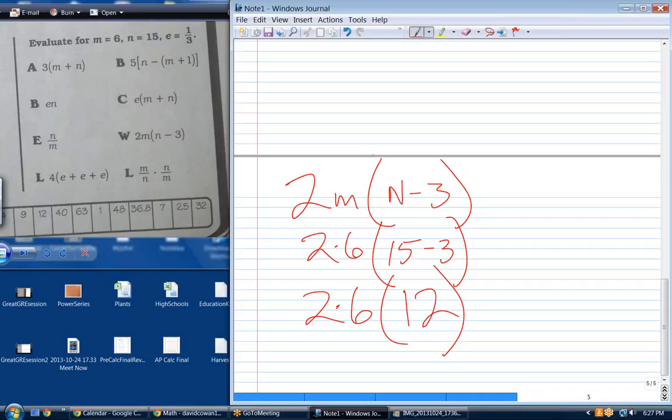And then you multiply. What's the best way to multiply 2 times 6 times 12? What's 2 times 6? 12. I'll bet you know what 12 times 12 is. Yeah, 144.